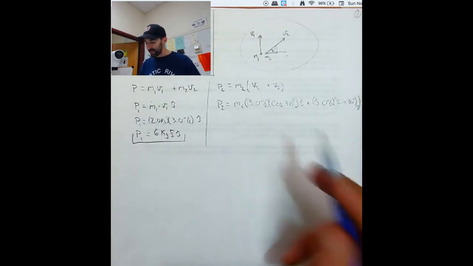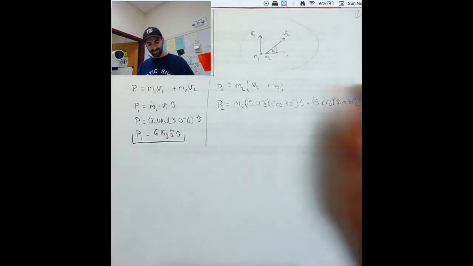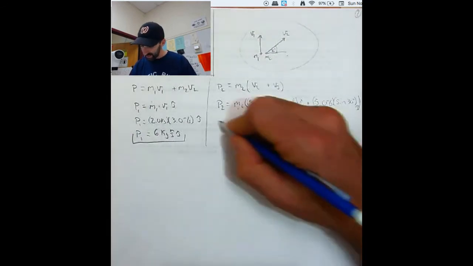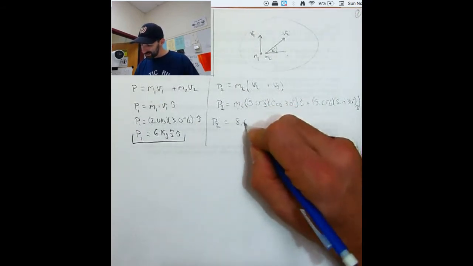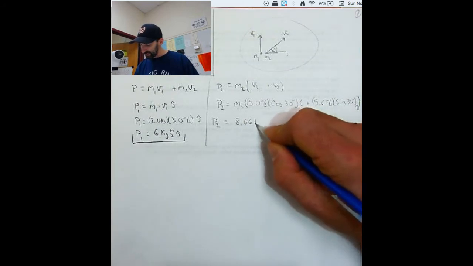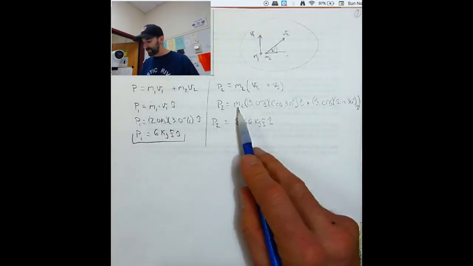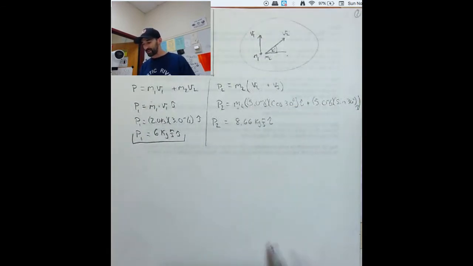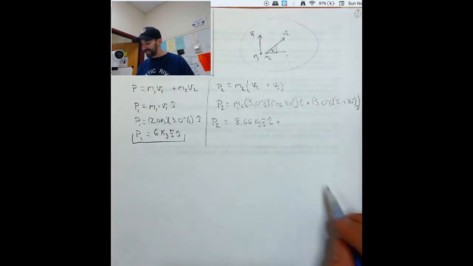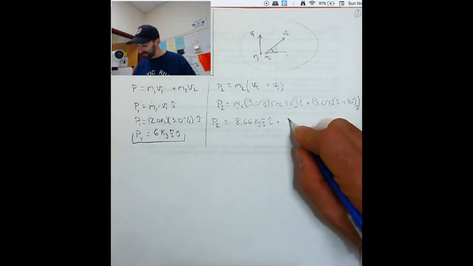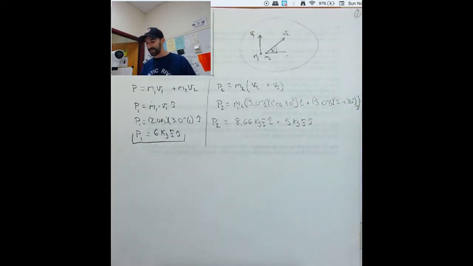All right, so M2 I know is 2, so 2 times 5 is 10. 10 times the cosine of 30. We should be fairly confident to say that my momentum 2 is going to be equal to 8.66 kilograms times meters per second in the I hat direction, right? That's 2 times 5 is 10, 10 times the cosine of 30, and cosine of 30 is 0.8660. Plus, again, 10 times sine 30, so that's going to be plus 5 kilograms times meters per second in the J hat direction.